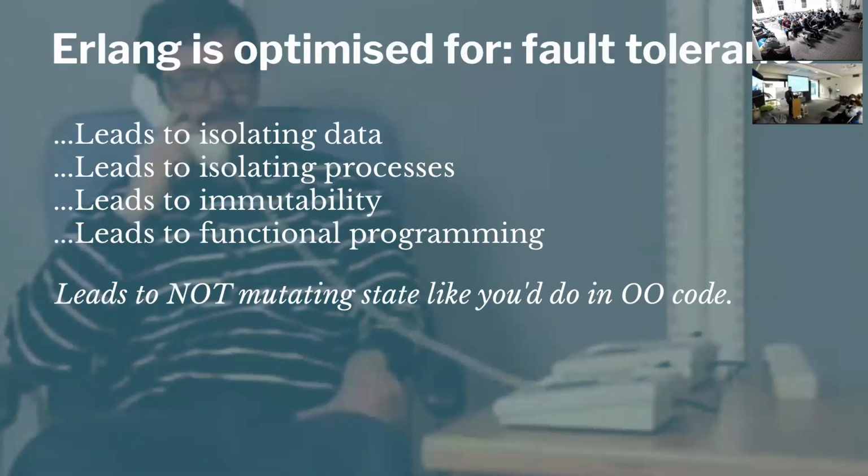So Erlang is optimized for fault tolerance. That leads to isolating data. So you have data that's sitting in a process and nothing else can touch it. And then that data is immutable. So if you've made a change to something, you can't change that thing after you've done it. You can only transform it and apply a function to build another thing, which leads you to functional programming, which leads you to not mutating state like you do in an OO or imperative world. So rather than saying, here's some data, do a thing, change the data, return the result, it's like, here's some data, do a transformation, do another transformation, do another transformation, then return the result, but your original data is unchanged.